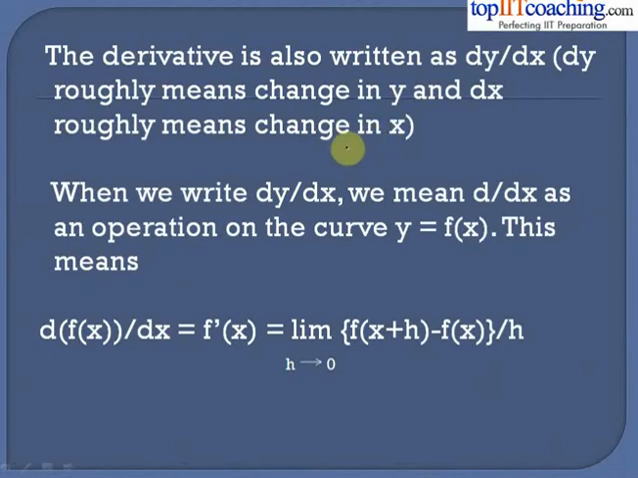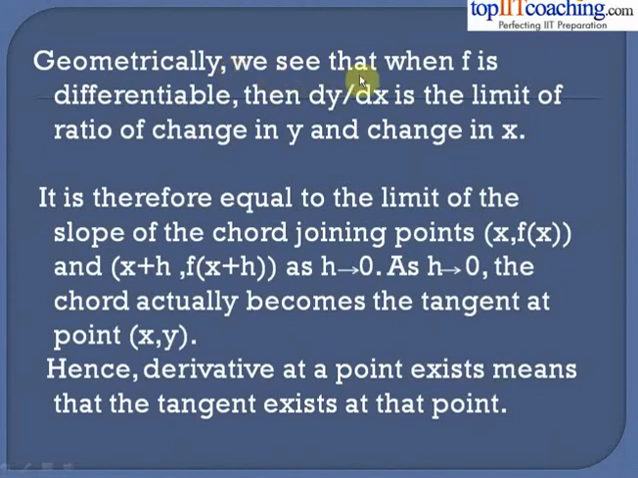So when we write dy by dx, we mean d by dx as an operation on the curve y equal to f(x). So this means that d by dx of f(x) is equal to f dash x, which is equal to the limit of f(x plus h) minus f(x) divided by h when h tends to 0. So geometrically we see that when f is differentiable, then dy by dx is the limit of the ratio of change in y and change in x. So it is therefore equal to the limit of the slope of the chord joining the points (x, f(x)) and (x plus h, f(x plus h)) as h tends to 0.